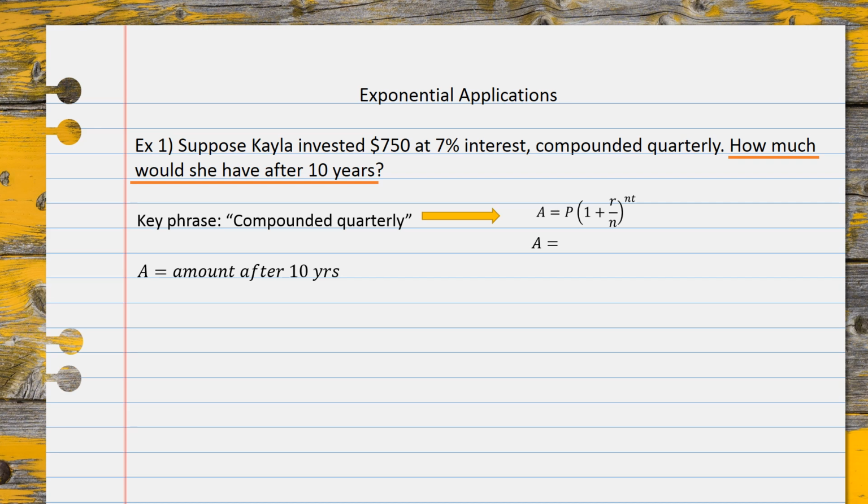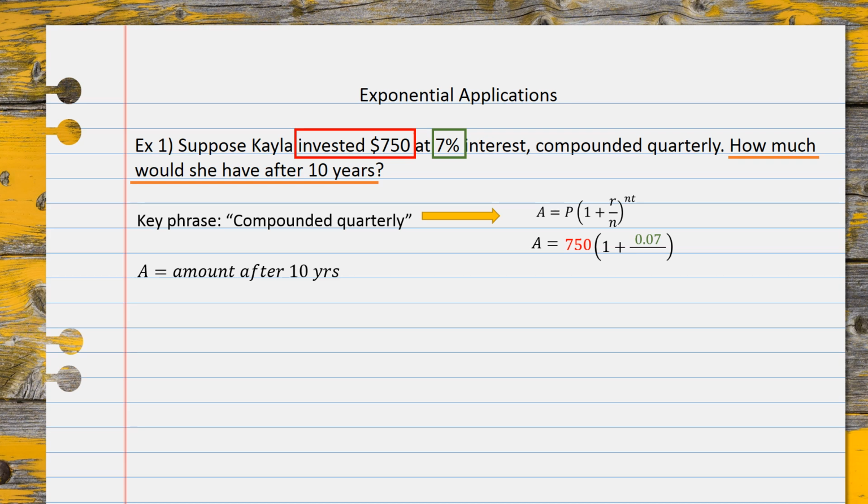For P, that means the principal or beginning amount. Do we know that? Yes, notice she invested $750. We keep the 1 plus, and now we're ready for the fraction. R represents the interest rate, which we have 7%, but it must be written in decimal form, so we have 0.07. Next, we have N.